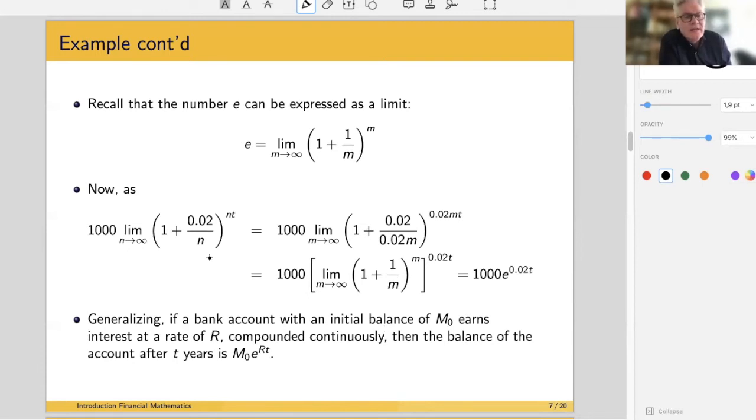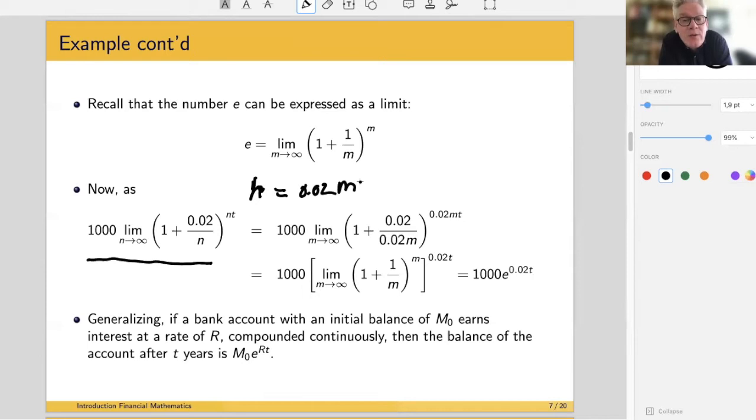Now the term that we are dealing with here, 1,000 times the limit as n goes to infinity of (1 + 0.02/n)^(n t), can be rewritten if we do a transformation and say n is 0.02 times m. When n goes to infinity, then m goes to infinity accordingly. And we rewrite that as (1 + 0.02/(0.02 m))^(0.02 m t).